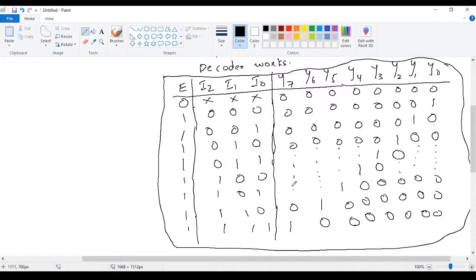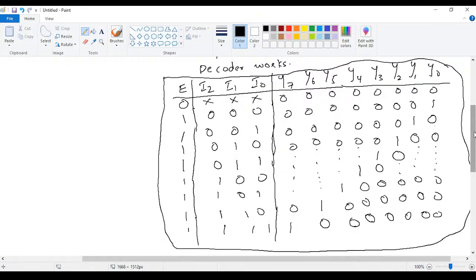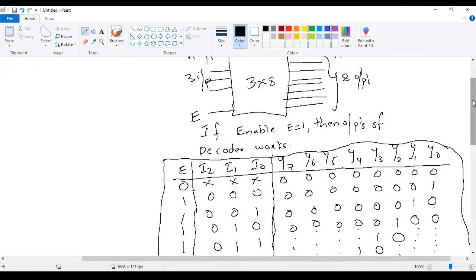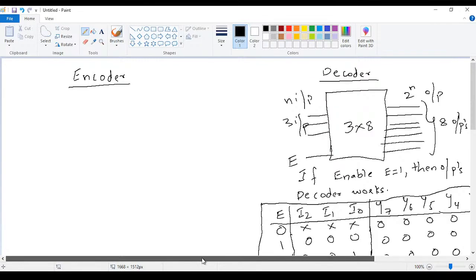Understanding, students? When enable equal to 1, then only we will get the output. If enable equal to 0, it will not work. So this is the functionality of the decoder. Now we see the encoder, how it works.